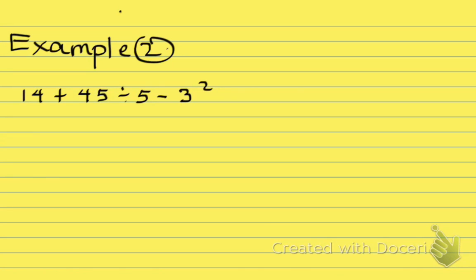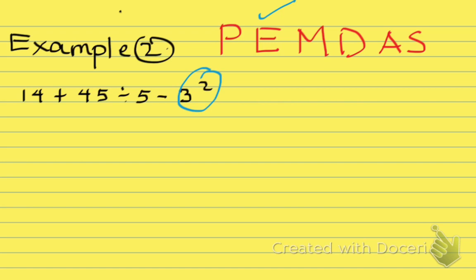Now, 14 plus 45 divided by 5 minus 3 squared. So do we have parentheses in this problem? Do we have exponents? So I will write down here PEMDAS again for our guide. So first, we don't have parentheses. Now what we will do is solve for the exponent first. The exponent here is 3 squared. So we know that 3 squared equals 9. So 3 times 3 equals 9.